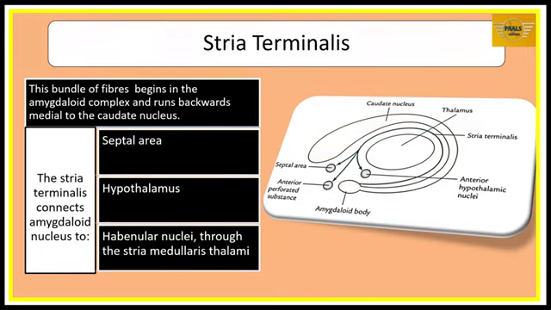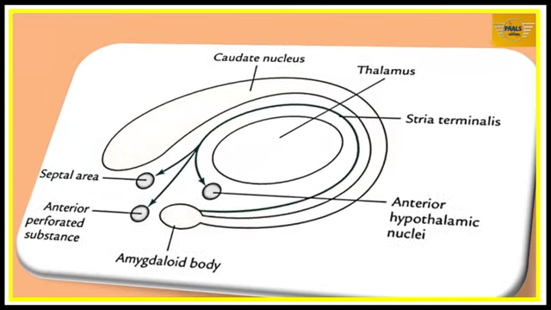medial to the caudate nucleus. Now here is the amygdaloid body, or amygdala, and then we know that posterior to it is the tail of the caudate nucleus, and here is the stria terminalis, running behind the thalamus here.